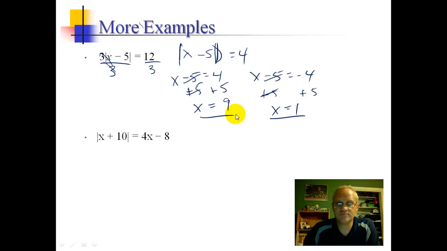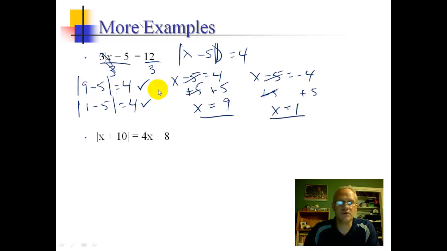Again, we want to check those. If I plug it back in, you could go back to the original problem, but I'm going to go to this one right here. If I plug 9 in for x, I have the absolute value of 9 minus 5. 9 minus 5 is 4. Absolute value is 4. Yep. And then I could plug in 1, so this means the absolute value of 1 minus 5. That's a negative 4, but when we take the absolute value, it will equal 4. So it looks like they both check out.